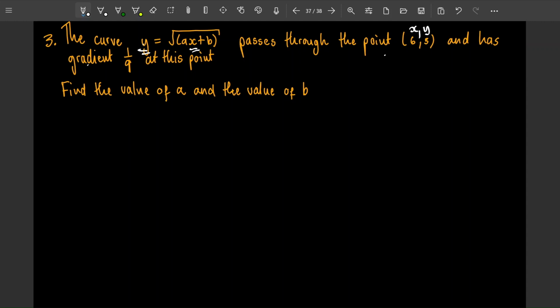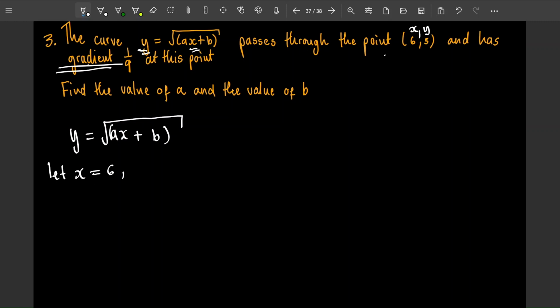And what is the other part? They've told us that the gradient is 1/9. And the moment we know about a gradient of a curve, we know that we have to differentiate. No question about it. So let's go ahead and do these 2 things. We know that y is equal to the square root of ax plus b. They've given us a point where it passes through, so we can say let x be equal to 6, y equal to 3.